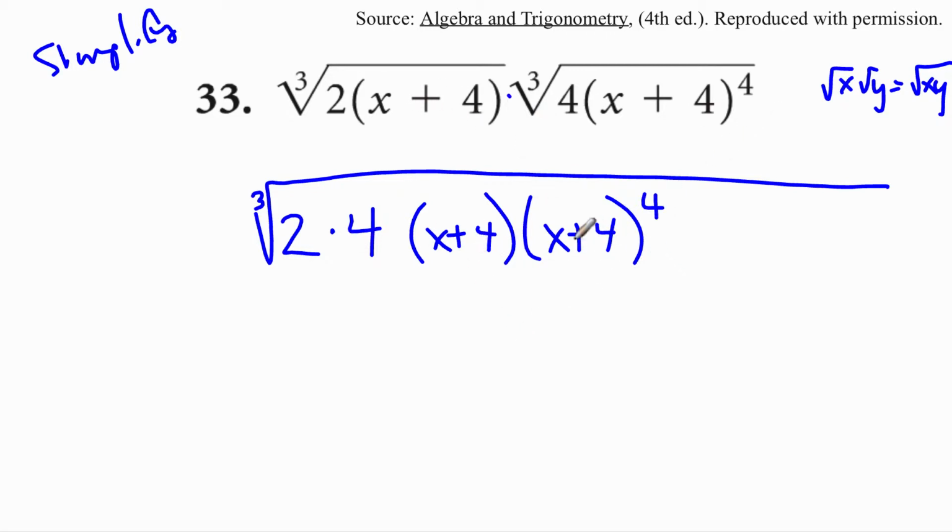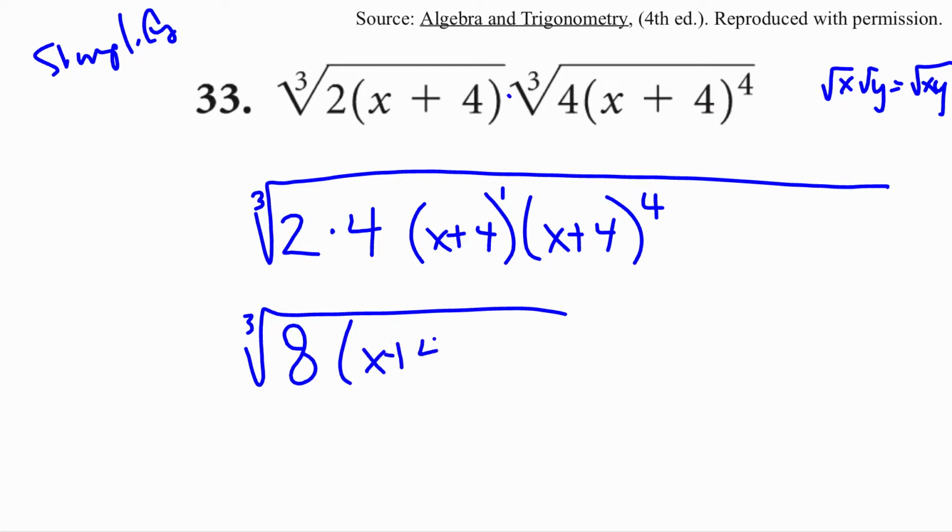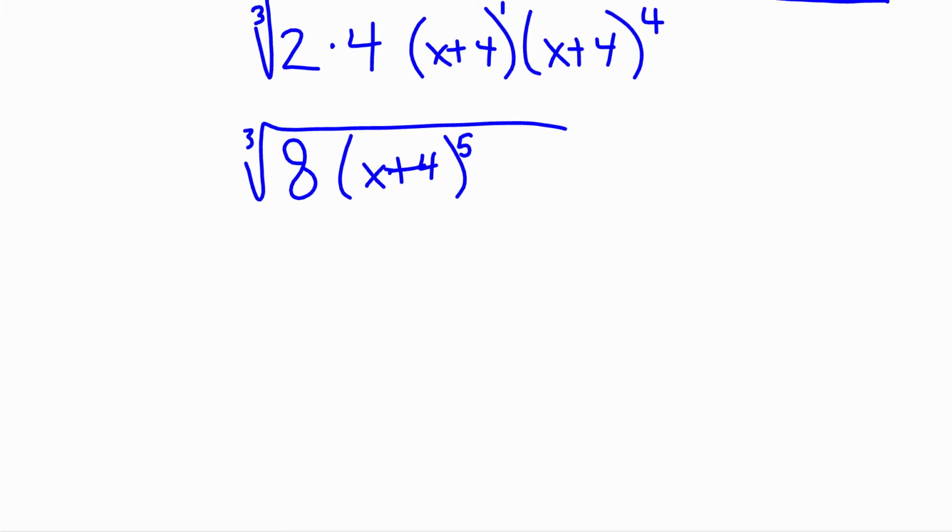Now I take a look and hey, these are the same base, and so if I multiply, I can add exponents. So I'll have the cube root of, oh no, 2 times 4, I'll just put that as 8. 8 times x plus 4 to the 1 plus 4's 5th power. Okay, so I've simplified a little bit, but now a cube root says if I can get anything that's a cube underneath here, I can bring it out. So that's what I'm going to try and do with the 8 and with x plus 4 to the 5th.